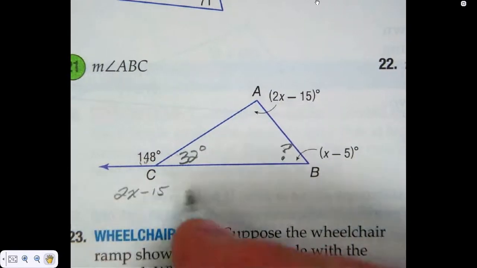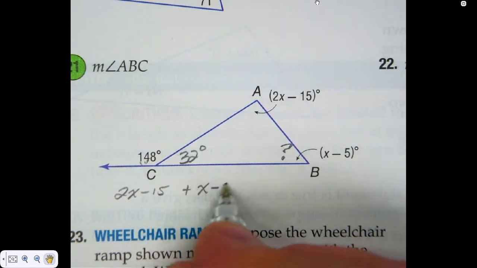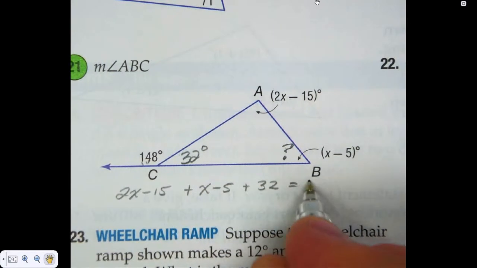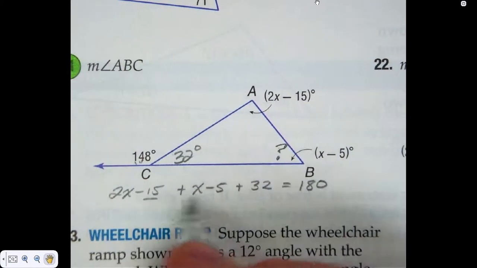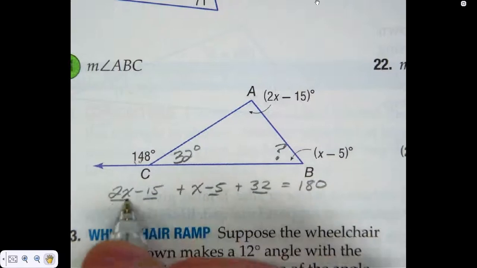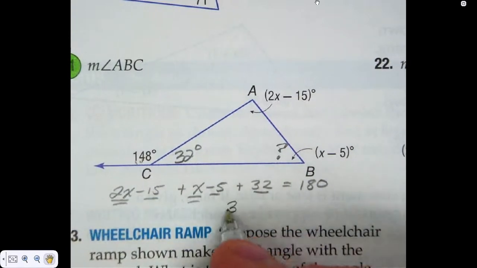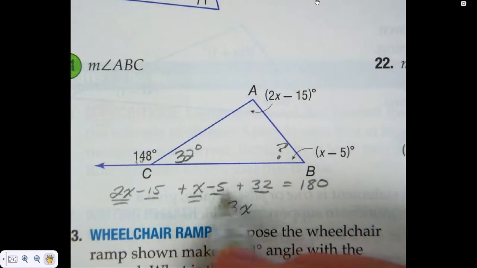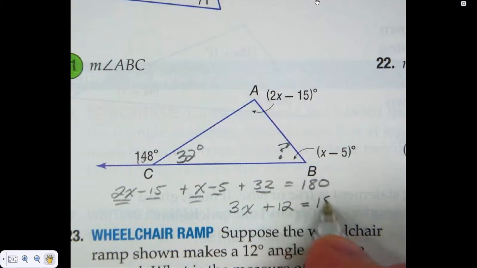So 2x minus 15 plus what? x minus 5 plus what? 32 is equal to 180 degrees. Well, if it looks weird, what do I probably need to do? Combine some like terms. 2x and x is what? Negative 15 and negative 5 is what? Negative 20. Plus 32. Oh, 180. What am I going to do now?